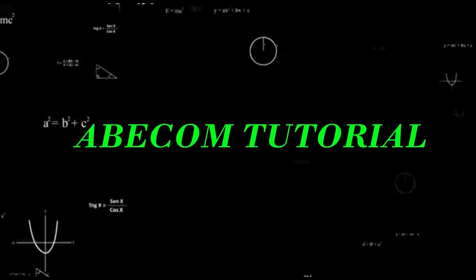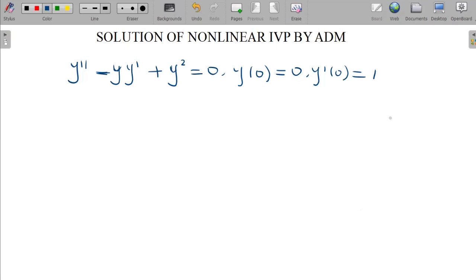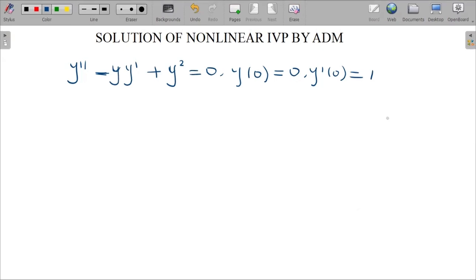Epicon tutorial. Dear listeners, we want to solve a nonlinear initial value problem by Adomian decomposition method today. The initial value problem is as displayed on the screen.